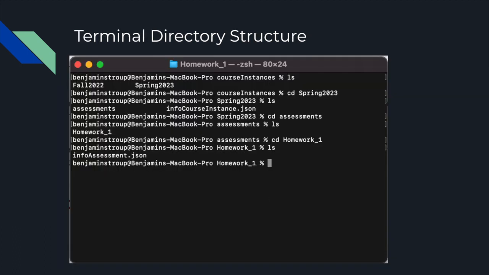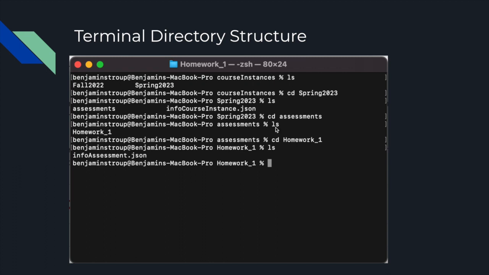So here's the terminal directory structure of the PrairieLearn course. You can see here under course instances, it'll show your different course instances like fall 2022, spring 2023. We're going to go into how to create the spring 2023. And then if you change your directory to that, you can see here is your info course instance.json, and then it'll have a folder with all of your assessments.